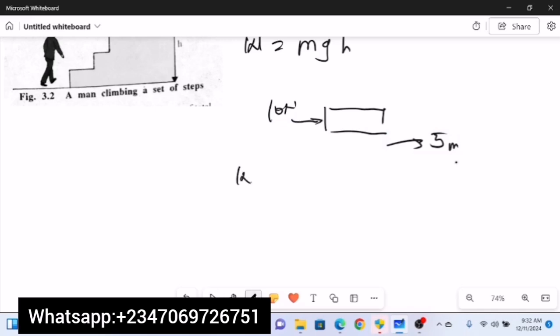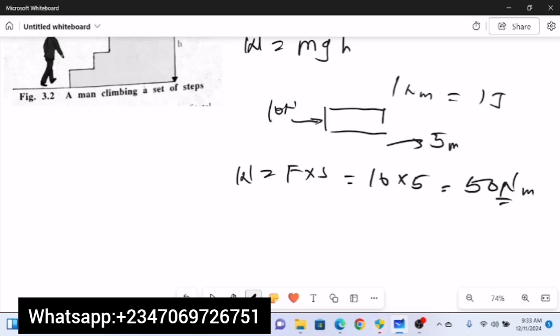This simply implies that work done is, remember, force times distance, and force is 10 newtons, distance is simply 5. That means the work done here is 50 newton meters. Now it is important for you to know that the unit of work done is simply the newton meter, which can also be called joules, because 1 newton meter is equivalent to 1 joule. So the unit of work can either be newton meters or simply joules.